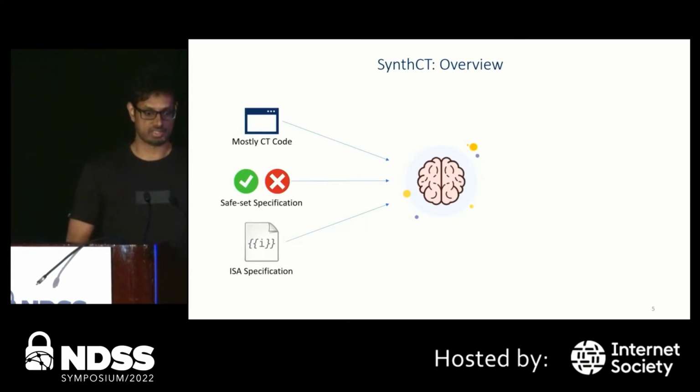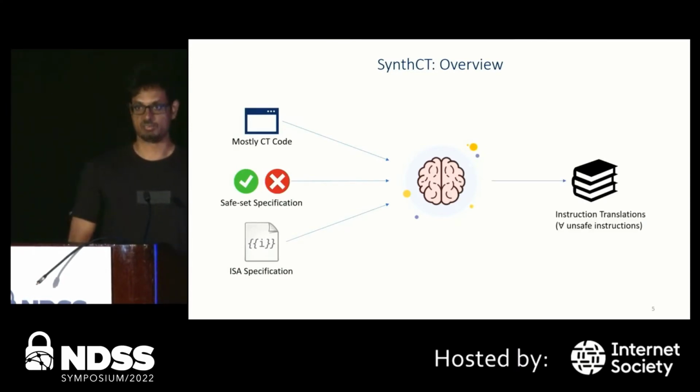So SynthCT takes these three as input, and using program synthesis generates a synthesized library of translations, where each instruction that was unsafe in the original security specification has a corresponding translation that uses only the set of safe instructions for that microarchitecture. Later, this synthesized library of translations may be used as a part of the compiler backend or a post-compilation binary rewriting step to harden mostly constant code to a target-specific microarchitecture by replacing every unsafe instruction by the corresponding translations. So now we'll focus on how to build the centerpiece, which is the brain in this picture.